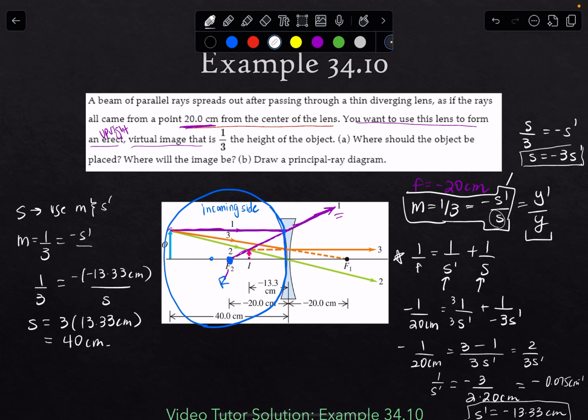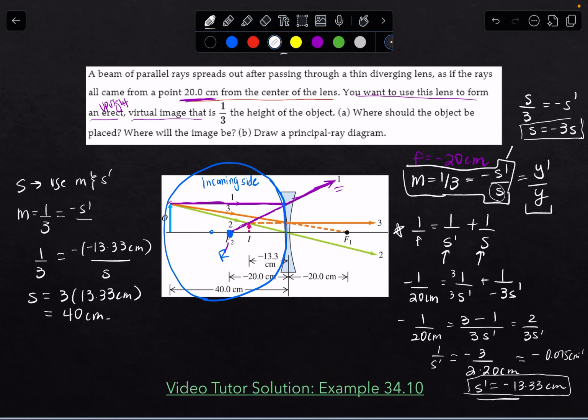Okay. Where should the object be placed? 40 centimeters to the left of the diverging lens. And where will the image be? Well, the image will be also on the left. Why? Because the image location is negative, and that's on the virtual side of the lens. And the virtual side of the lens is the left side.